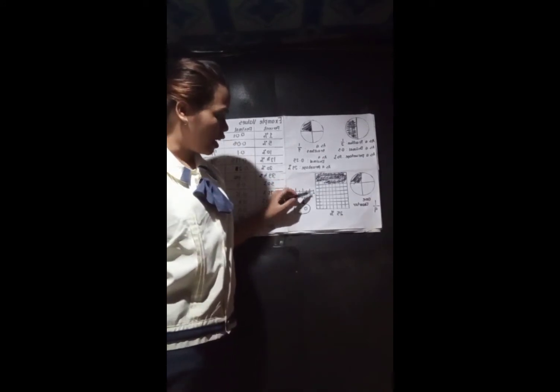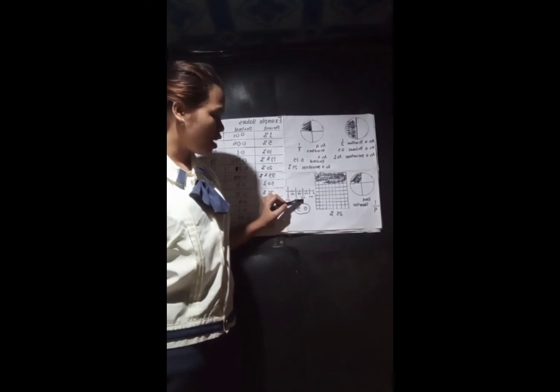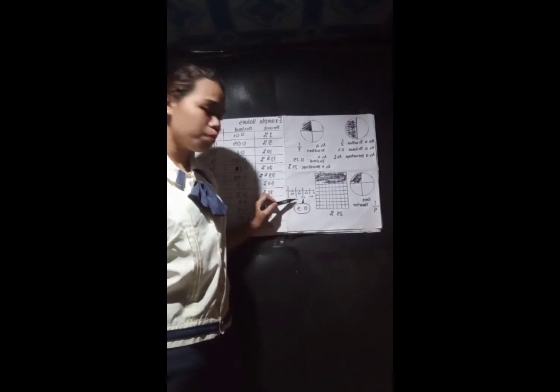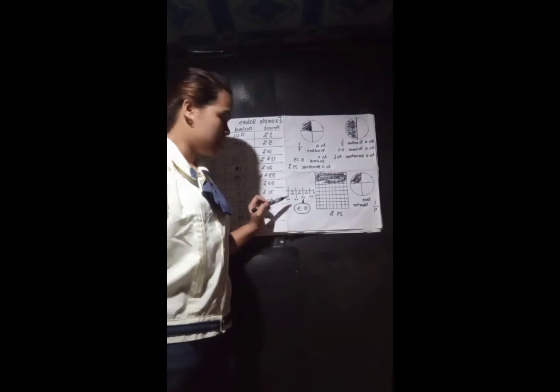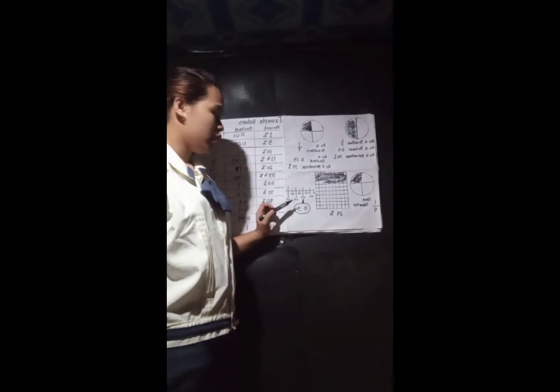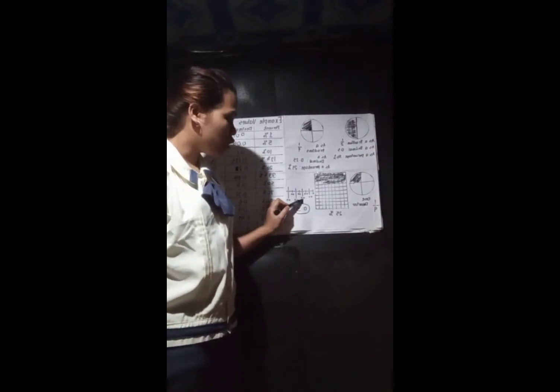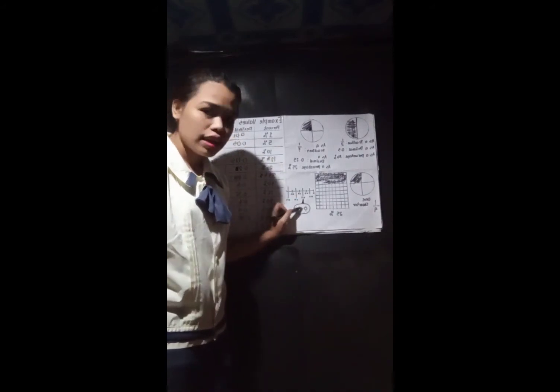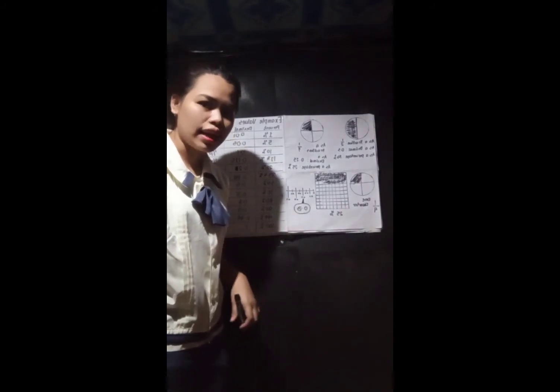Another is, as a decimal: 0, 0.1, 0.2, 0.3, 0.4, 0.5, 0.6, and 0.7. Since the arrow stops at 0.3, what we put here is 0.3.